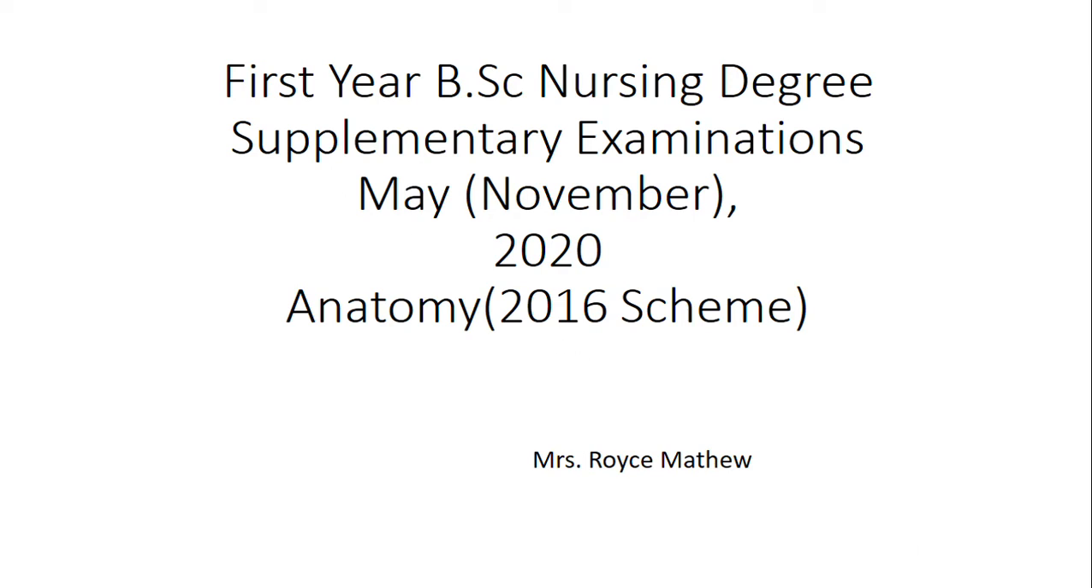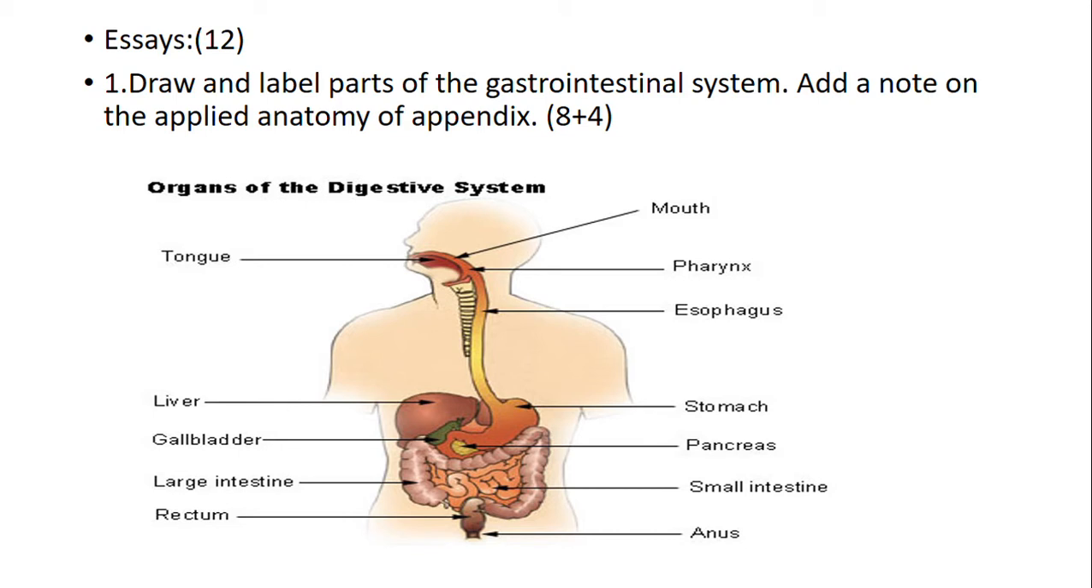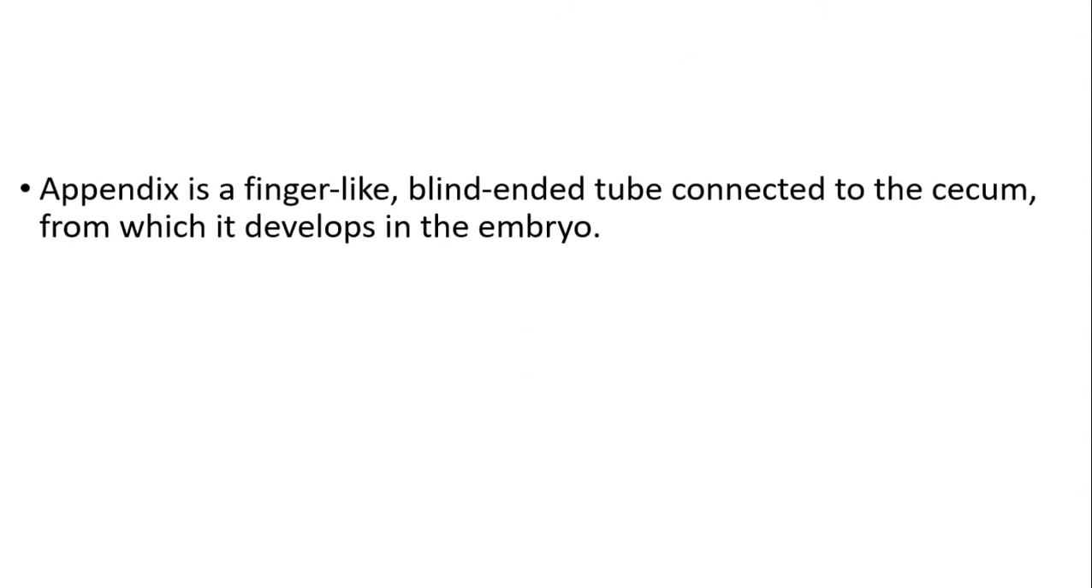Good morning, students. Today we will see the anatomy solved question paper of November 2020 of 2016 scheme. So the first question is draw and label the parts of GI system and note on applied anatomy of the appendix. Here is the picture of the GI system. You may have it in your textbooks also, so you can please refer to that pictures. So next is appendix. Add a short note on appendix.